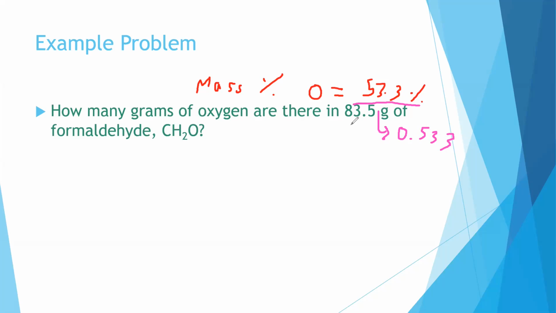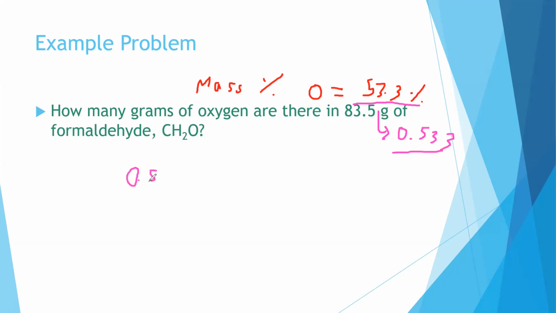So it'll be over 400. 53 times 83.5, that's over 400, so that would make no sense. We can't have more oxygen than the whole molecule. So remember, we need to multiply it in its decimal form.